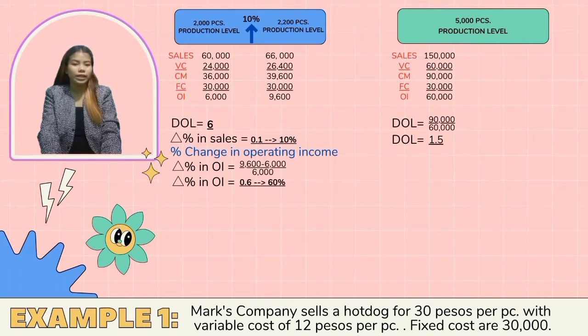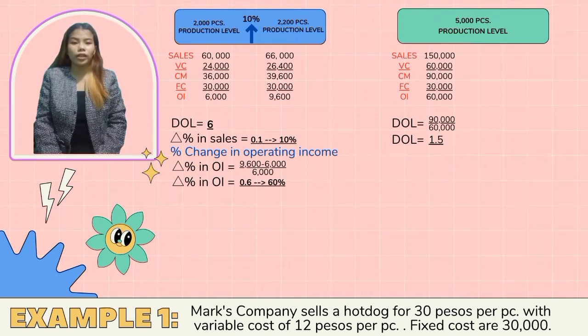For the new operating income, which is 9,600, minus the old operating income, which is 6,000, that will give us 3,600, and we are going to divide it by 6,000. So the answer is 0.6. Then we are going to convert it to a percentage, that will give us 60%. Notice that the sales went up by 10%, but the operating income went up by 60%.